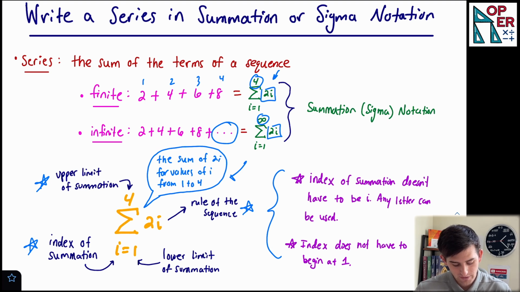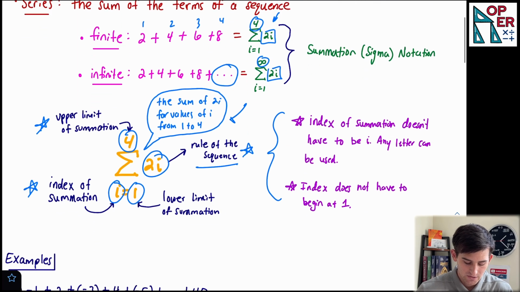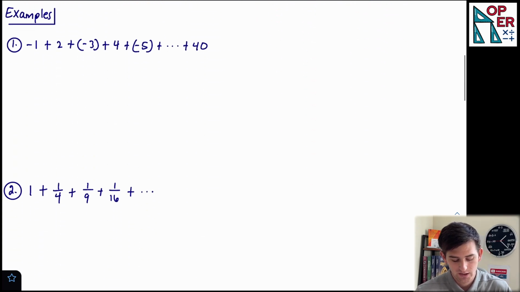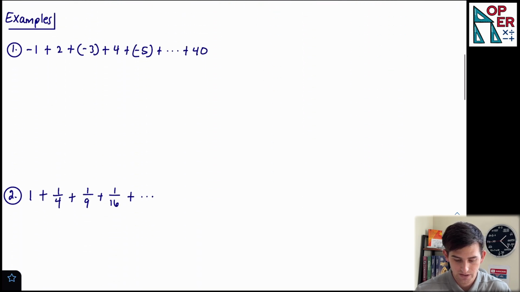So just to reiterate our vocabulary, the upper limit of summation is how many terms we're going to include in our series. The index of summation is whatever our letter is. Most of the time it's going to be i, could be n, k, really doesn't matter. Our lower limit of summation is the term that we're starting with, so the first term in most cases. And then whatever we see off to the right of our sigma is our rule of the sequence. Okay, so let's look at 4 examples in this video, and let's see if we can write the series in summation or sigma notation.